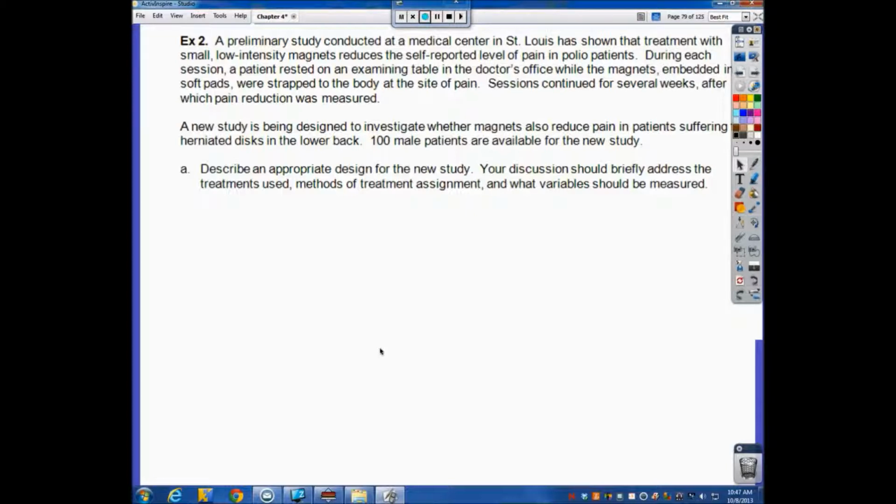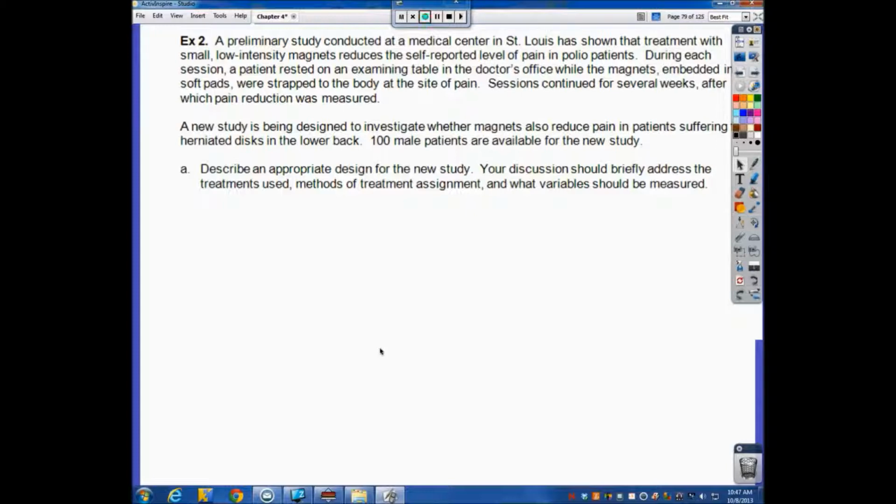So part A says, describe an appropriate design for this new study. Your discussion should briefly address the treatments used, methods of treatment assigned, and what variables should be measured. Okay, so it says we have 100 males. We're all going to test with pain in herniated disc in their lower back. But they give us no preconceived notion of maybe there's going to be a difference between maybe white patients and African American patients. They give us no idea behind that.